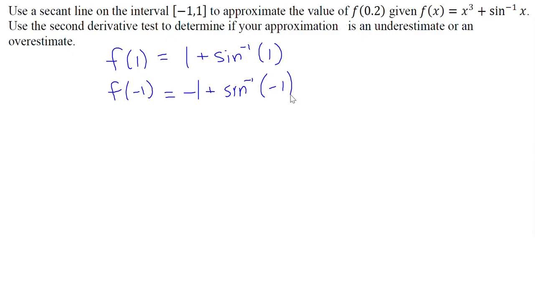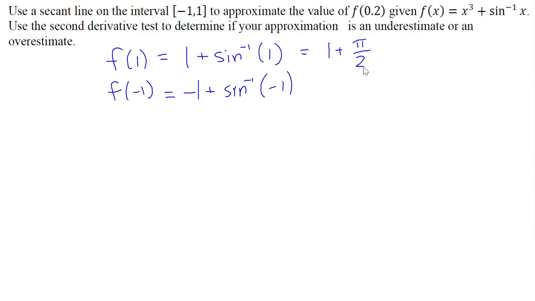And of course, when we evaluate inverse sine, we have to remember that there are an infinite number of values where when you take the sine, you get 1. But inverse sine only operates from negative pi over 2 to pi over 2. The output, the range of inverse sine, is only from negative pi over 2 to pi over 2. So the only value on that interval that we get for when we take the sine of something to get 1 is pi over 2. So we get 1 plus pi over 2 here.